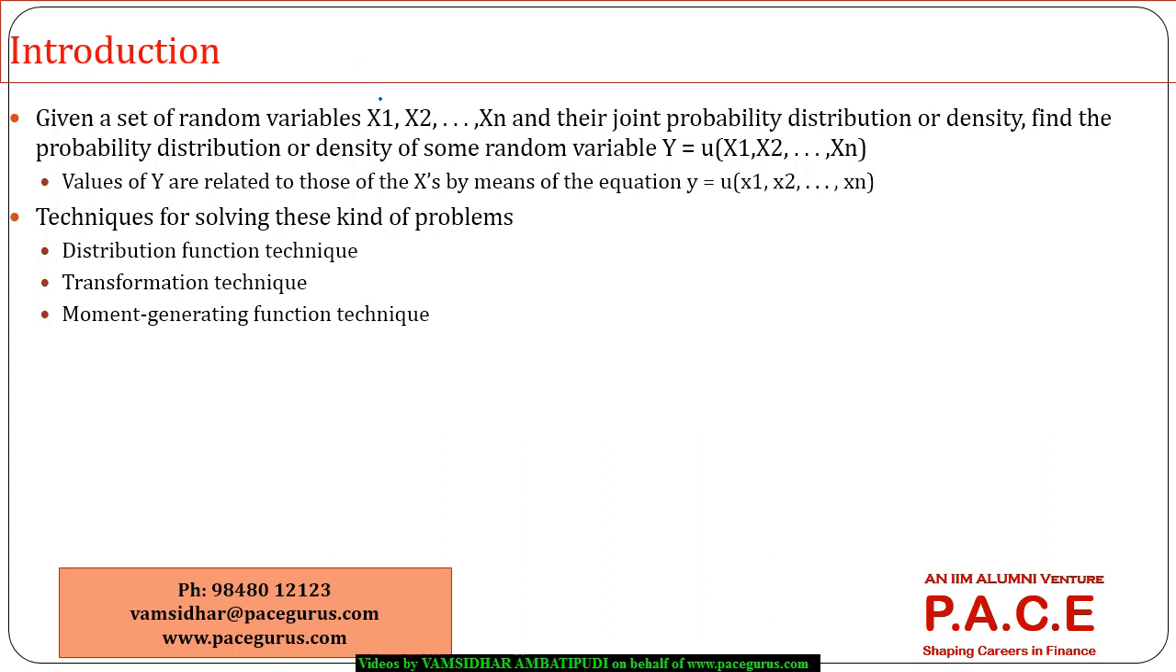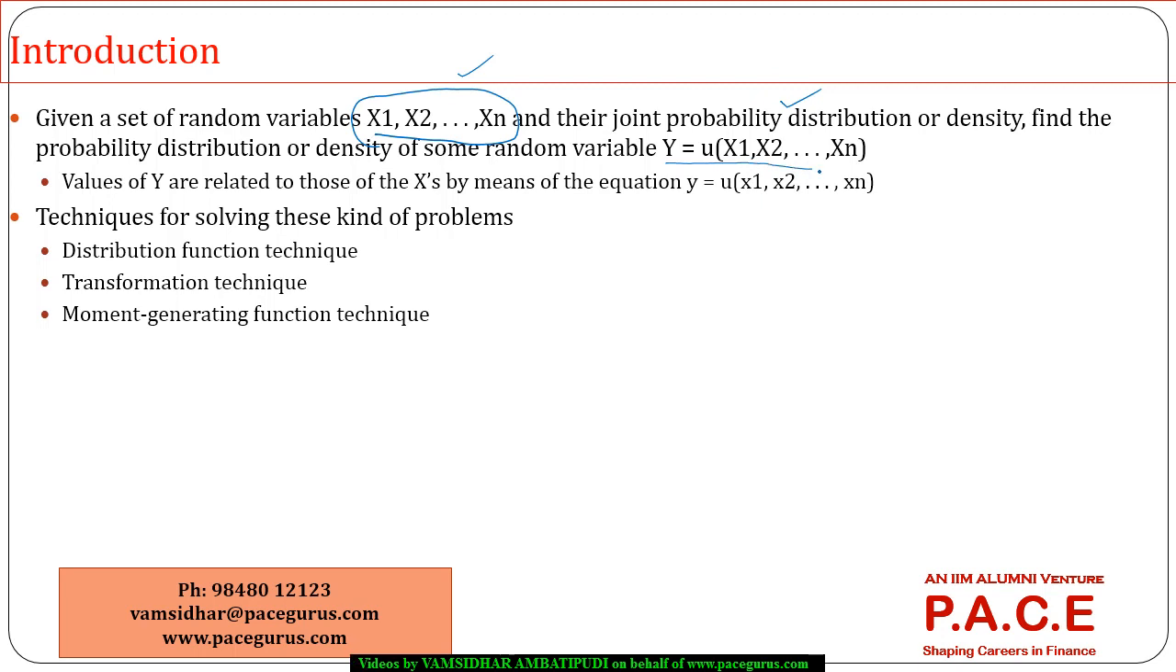The intention of this session is to look at the first bullet point. We are talking about a set of random variables x1, x2, ..., xn, and I am interested in finding their joint probability density function or distribution function. It is also given that individually the random variables are given, and their joint probability density functions are given.